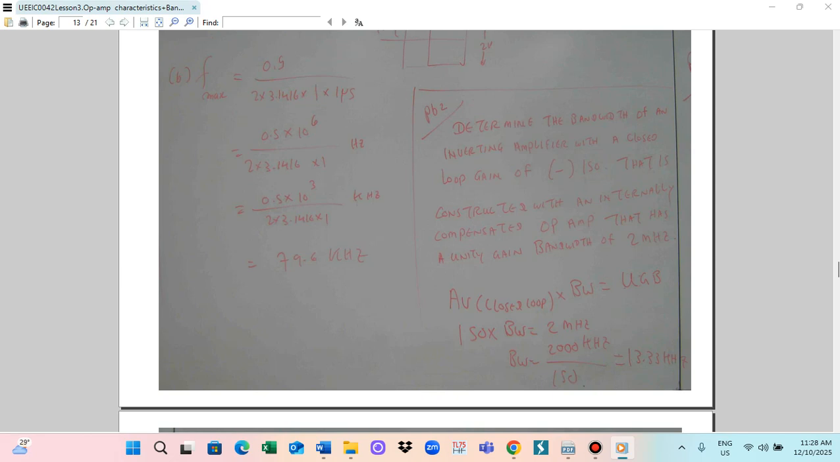Okay, this one has a closed loop gain of 150 and a unity gain bandwidth of 2 megahertz. We have to calculate the bandwidth. You can calculate it using AV closed loop multiplied by bandwidth is equal to the unity gain bandwidth, UGB. AV closed loop is 150, and we don't know the bandwidth. UGB is 2 megahertz, which is 2000 kilohertz. So the bandwidth is 2000 divided by 150, which is 13.33 kilohertz.